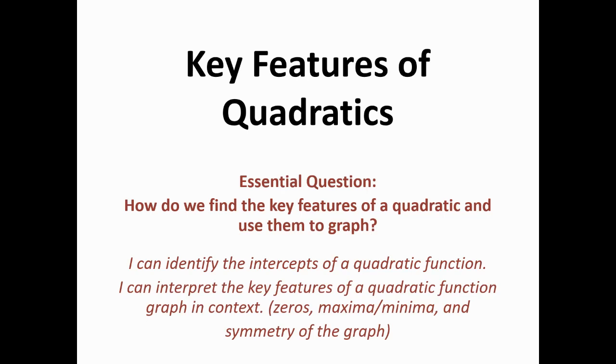And then our learning targets: I can identify the intercepts of a quadratic function, and I can interpret the key features of a quadratic function graph in context. And specifically, the key features we're looking at there are zeros, maxima and minima, and symmetry of the graph.